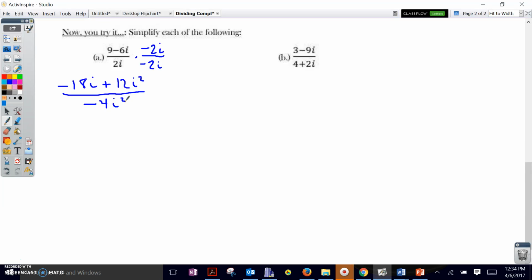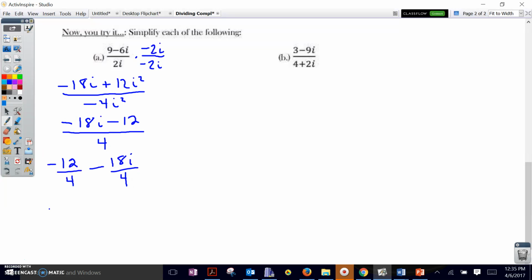I'm going to change those i squareds to negative 1s. Makes this negative 18i minus 12, because 12 times i squared is negative 12. And our denominator is going to be 4, because negative 4 times negative 1 is positive 4. Split these into two fractions. And I'm actually going to change the order so that they're in standard form. I'm going to make it negative 12 over 4 and minus 18i over 4.